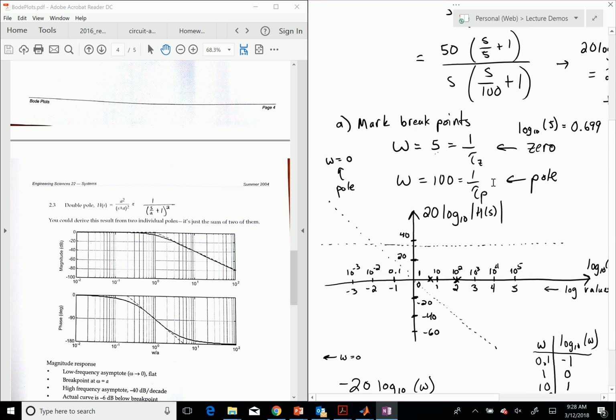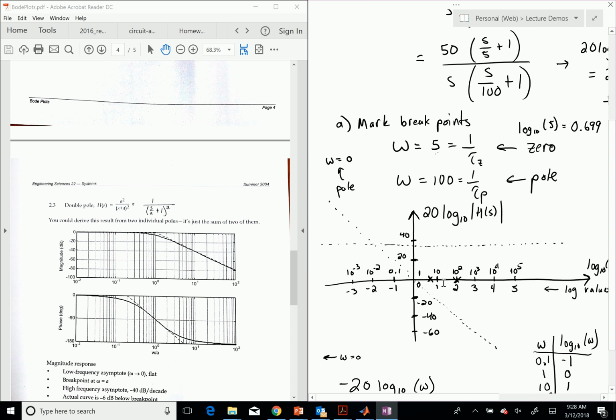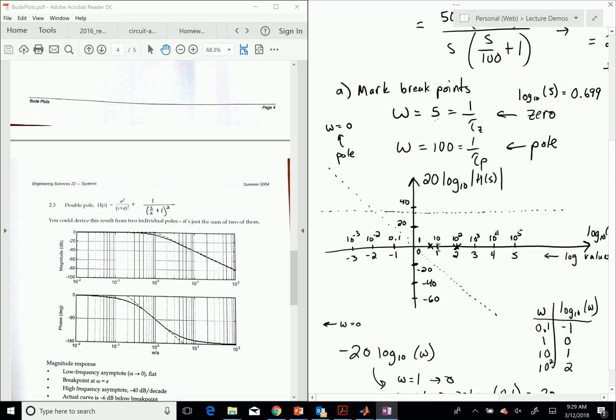Now, what do I have to do? Well, I have to include the zero and the pole, right? The zero and the pole are relatively easy. I've marked the breakpoints, right? The first one here is a zero, so it is flat until I get to the zero, and then it rises up. And then I get a pole here, and it's going to fall down.